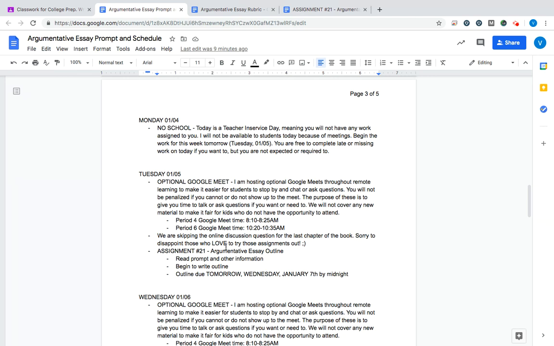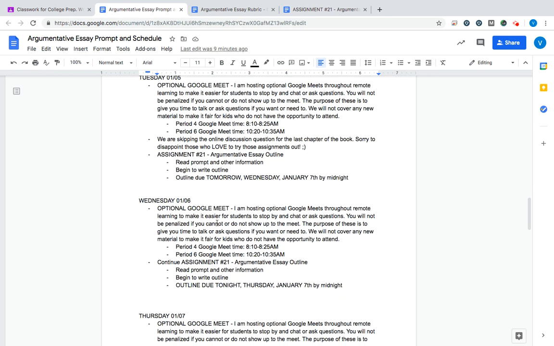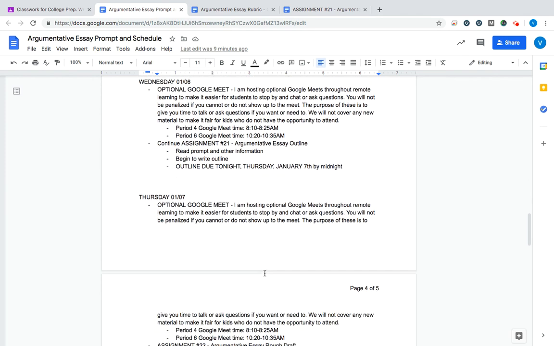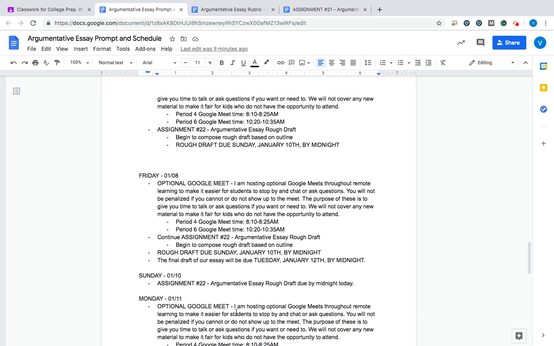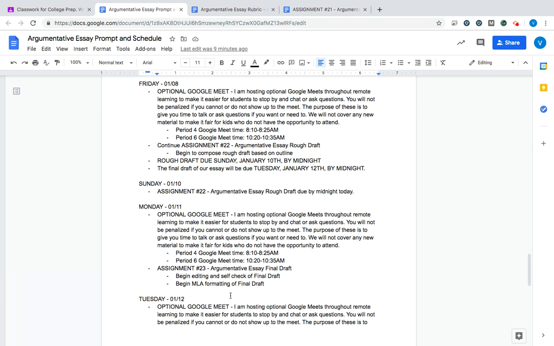We're starting our argumentative outline on Tuesday, continuing to work on it Wednesday with it being due that evening. Thursday, start on the rough draft. Friday, continue working on the rough draft. It is due Sunday by midnight. Monday, basically going to be some editing and some formatting.